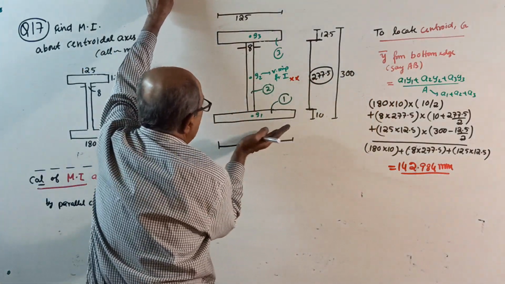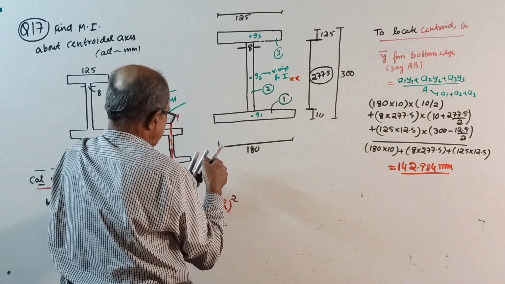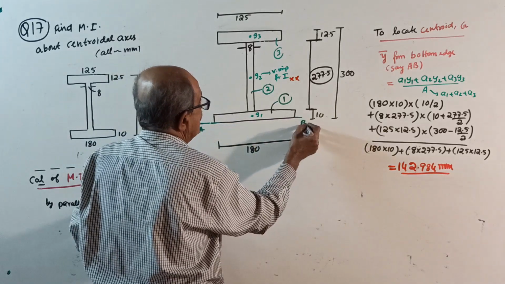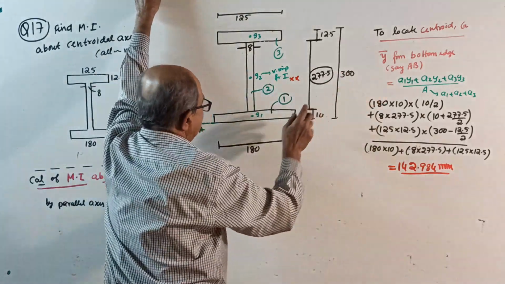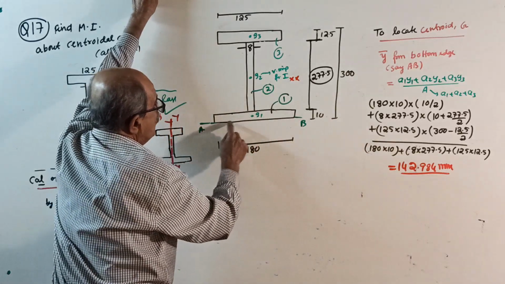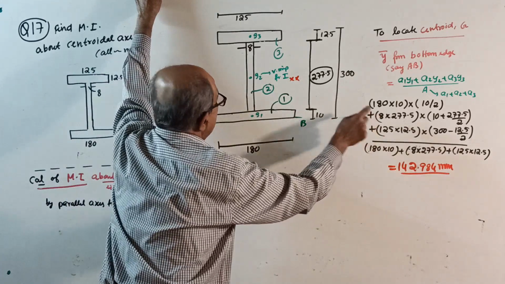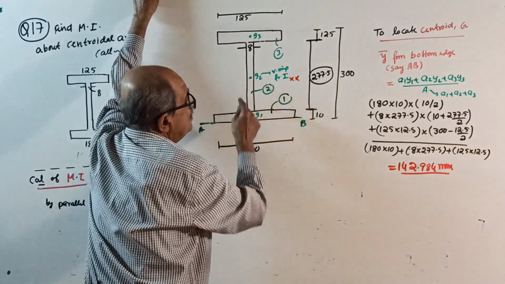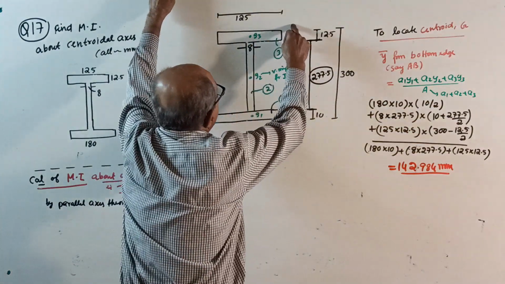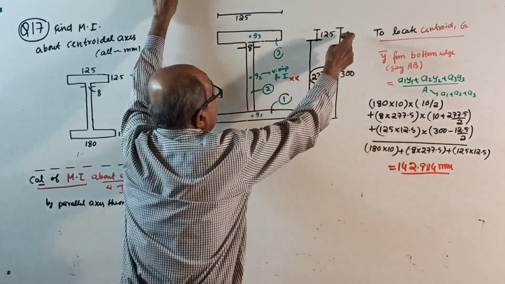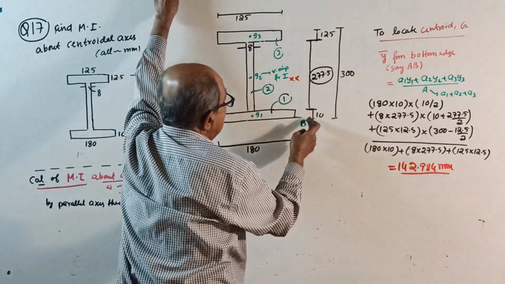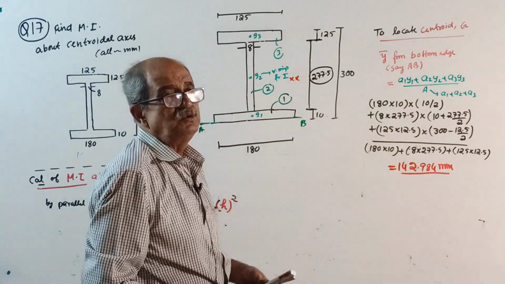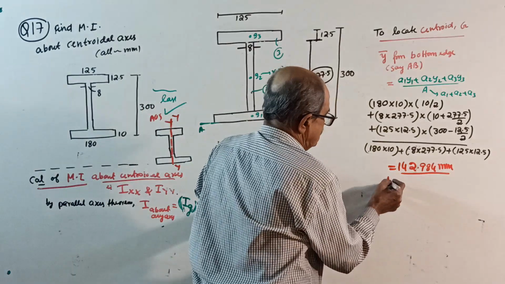To locate centroid G, y bar from the bottom edge, say AB. Okay, some reference name, say AB. The A1 formula is all the same. I should not explain this one. See, A1: 180 into 10 into half of 10, then 8 into 277.5 into 10 plus half of 277.5, then 125 into 12.5 into 300 minus 12.5 by 2, or 10 plus 277.5 plus half of 12.5, divided by the total area, you get y bar. Okay, now make a note.